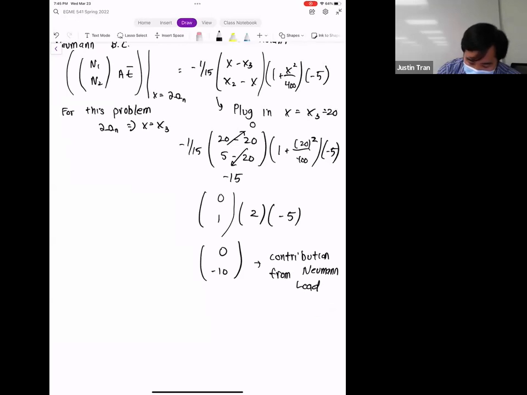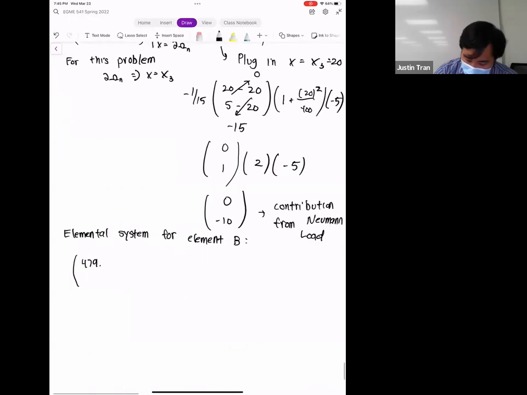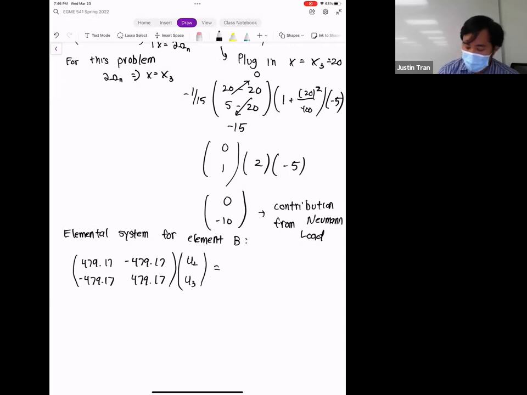Let's go ahead and put it all together. And so the elemental system for element B, for the element stiffness matrix, we have 479.17, minus 479.17, minus 479.17, 479.17. Okay. Then we multiply this by U2, U3, because element B is connected to nodes 2 and 3.